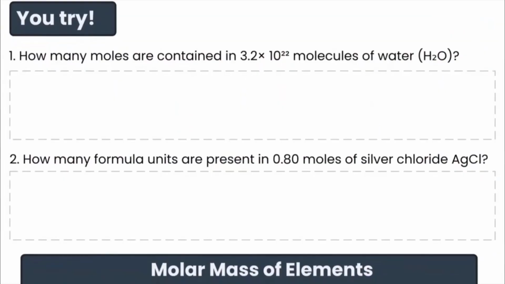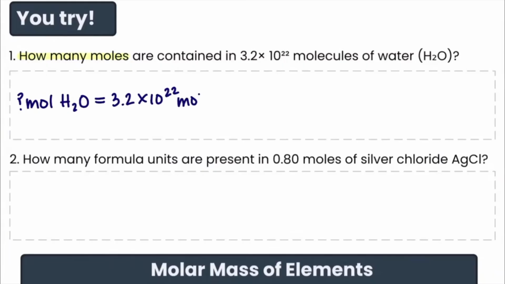So the first question reads, how many moles are contained in 3.2 times 10 to the 22 molecules of H2O? So you first start off with what you're being asked. So you write a question mark, how many moles of H2O are in what you're being given? 3.2 times 10 to the 22 molecules of H2O.